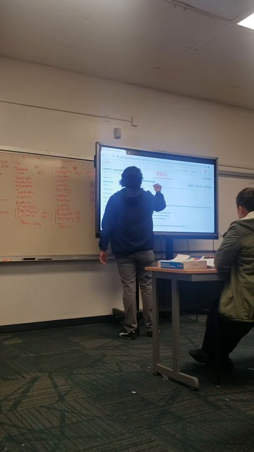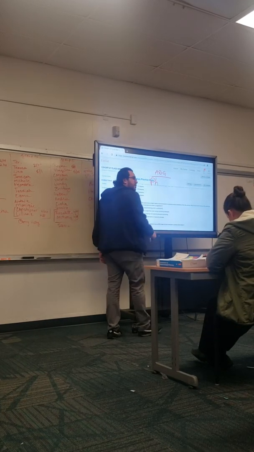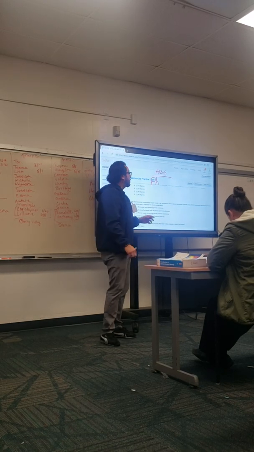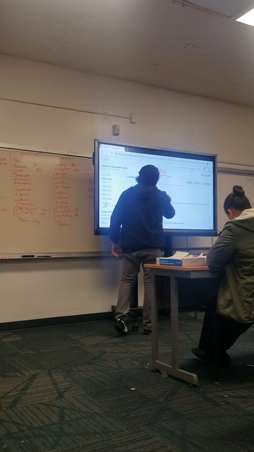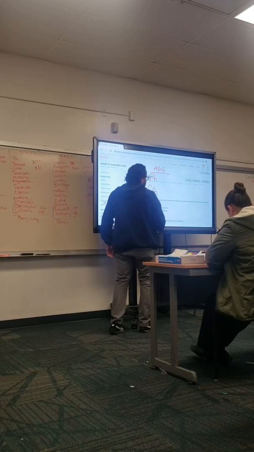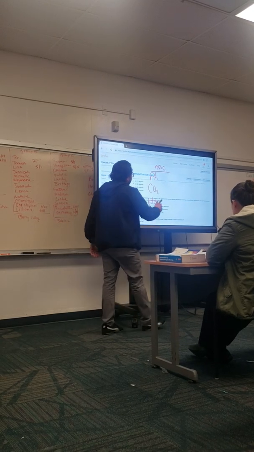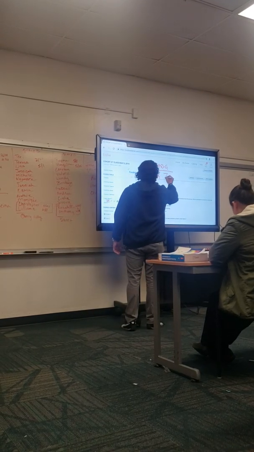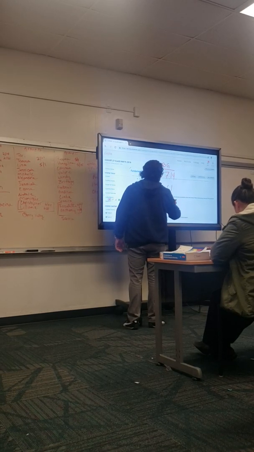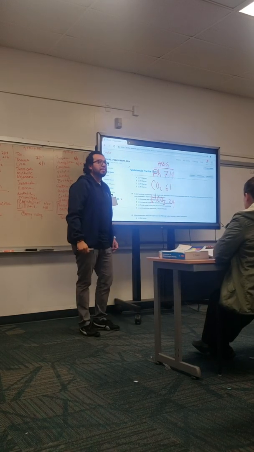If I do an ABG, what's the normal pH? You guys got a 7.35 to 7.45. The normal CO2, 35 to 45, and your HCO3? 22 to 28. 22 to 26, even though the book says 28. If my pH is 7.14, my CO2 is 61, and my HCO3 is 24, what is this condition called?